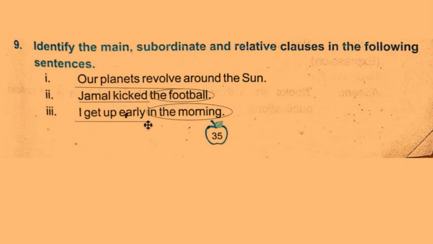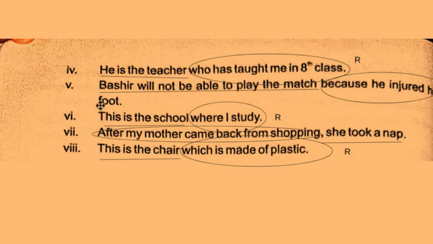I get up early in the morning. I get up early is the main clause. In the morning is the subordinate clause. He is the teacher who taught me in 8th class. He is the teacher: this is the main clause. Who has taught me in 8th class is the subordinate clause, and this contains the relative clause because he is the teacher who has taught me in the 8th class. If it was not relative, then we would have said he is the teacher. He has taught me in 8th class.